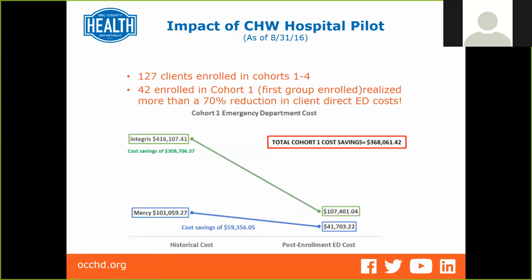So one of the things that was helpful here in Oklahoma is that the Oklahoma City County Health Department had already done a project where they embedded navigators in the emergency rooms and did social needs screenings. And they were able to demonstrate early on, in just the initial period of a few months, tremendous cost savings, 127 clients. You can see the cost there for one health system from $416,000 down to $107,000. Another one down by $60,000. So total savings was nearly $400,000 in a pretty short period of time, just a few months.